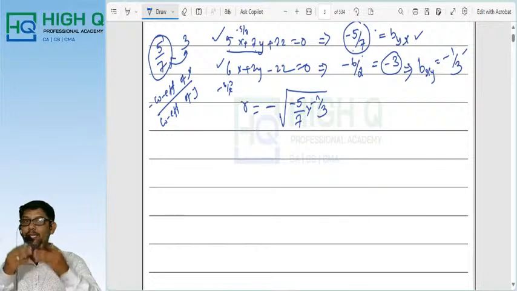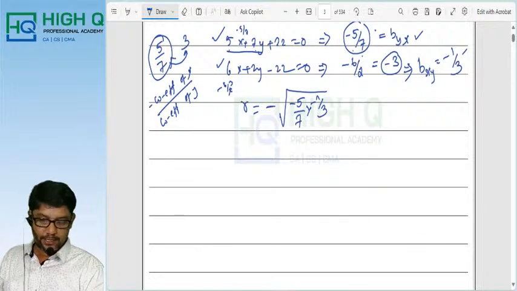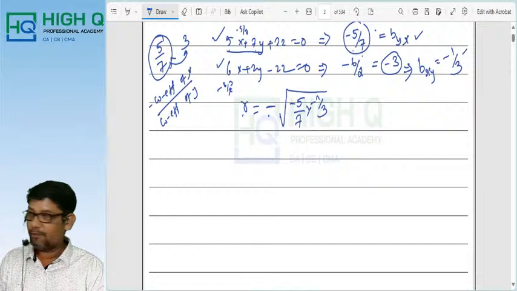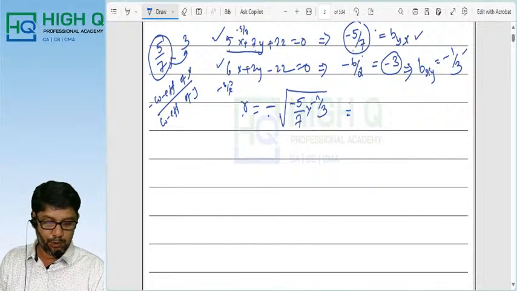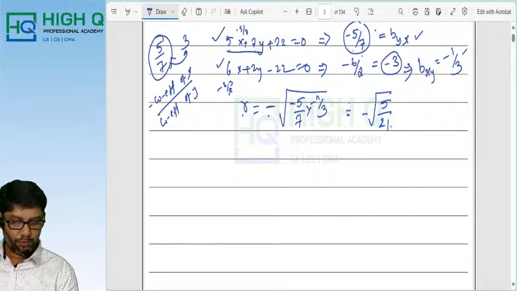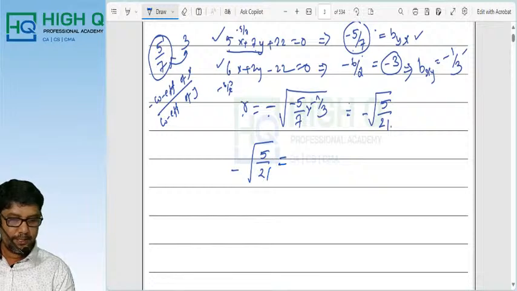The second one, the reciprocal, is bXY. So r is equal to, if both are negative, r will be negative. So my final thing is what? Minus root of 5 by 21. So minus root 5 by 21 is equal to, actually what is the rule, my dear?